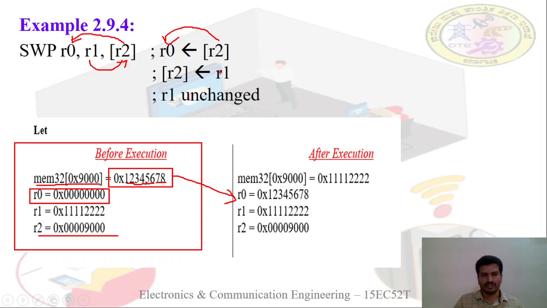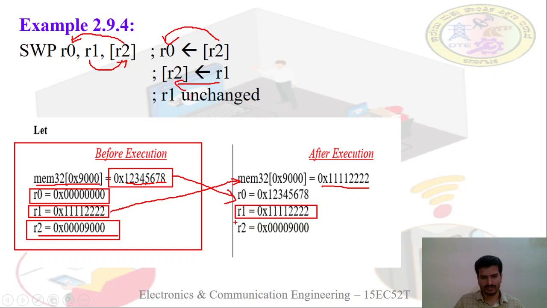0x12345678. Then the R1 content will move to the memory location. So R1 content 0x11112222 will move to the memory location. See here, 0x11112222. And the R1 value is unchanged. Before execution and after execution, the memory address in R2 is also unchanged.